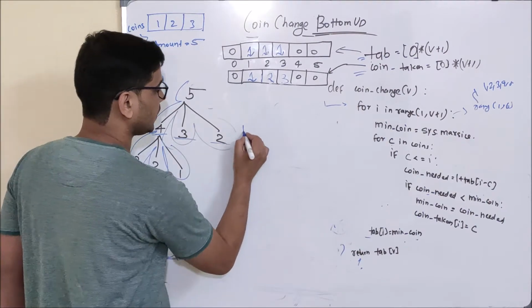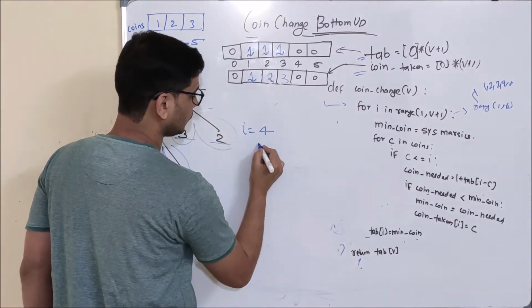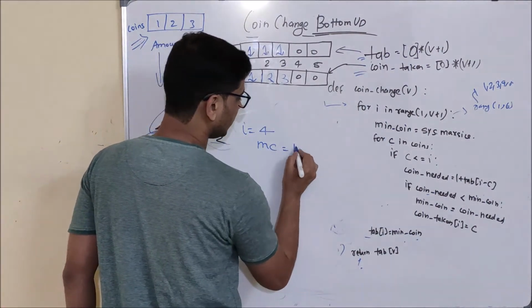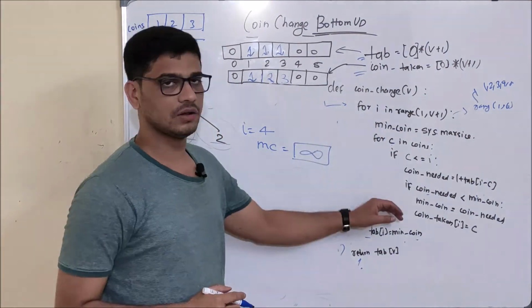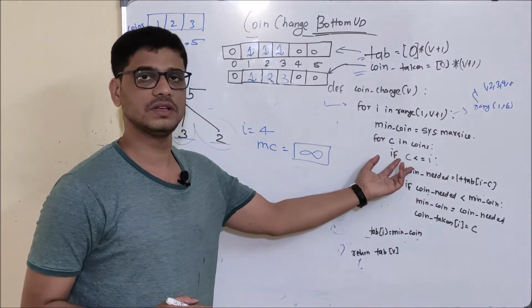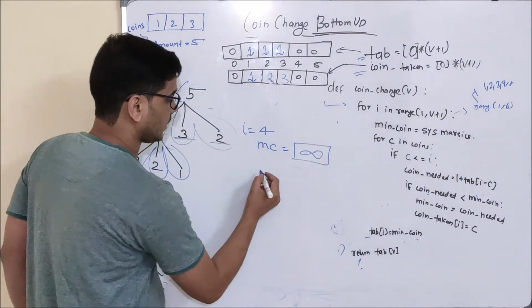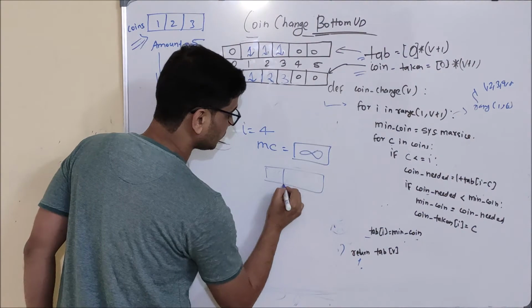Let's see what will happen when i will be equal to 4. For i equal to 4, again a min coin variable will be created and it will be initialized with infinity. Then I am going to try all the coins. So basically for all the coins this if check will be true, and we are going to try each of the coins one by one.